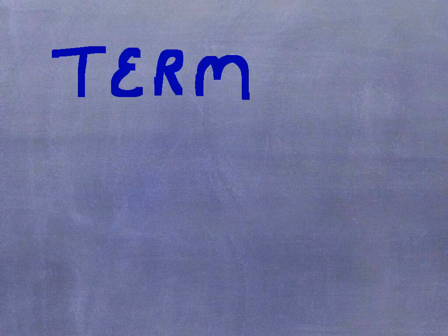Term. By definition, a term is a fixed period of time. For example, a presidential term is 4 years. A semester of school is a term. In math, a term is a fixed object. For example, 4x or 3y or negative 2m.